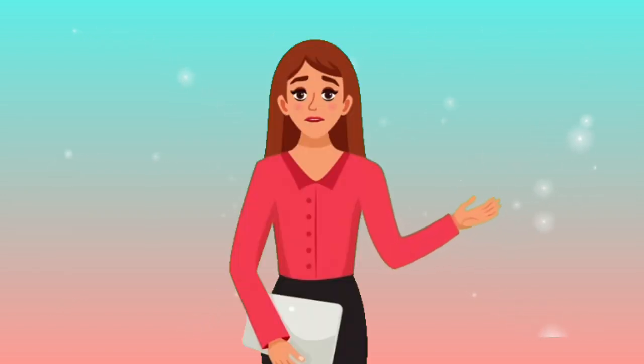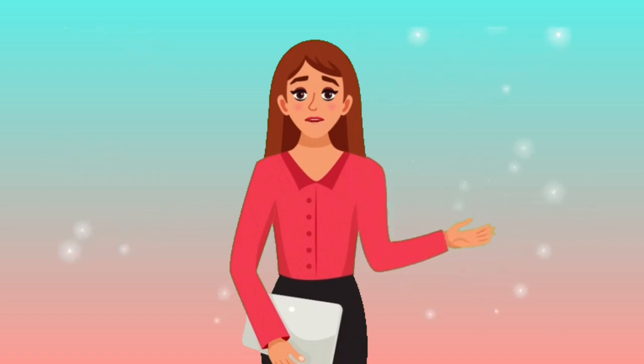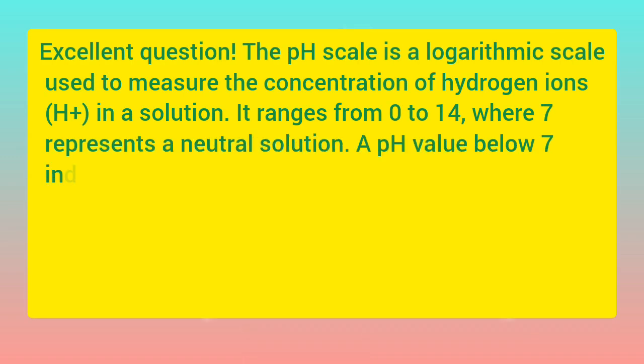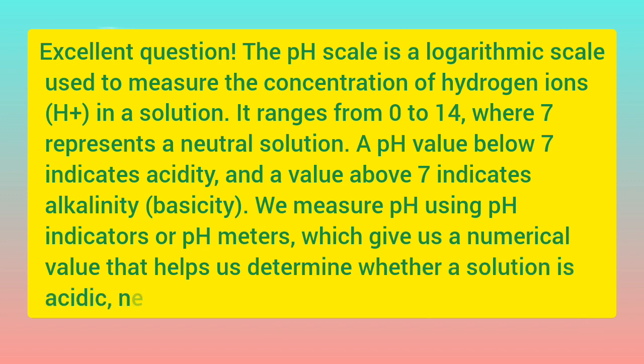I see. So, pH is a measure of the acidity or basicity of a substance. But how do we measure it, and what's the pH scale all about? Excellent question. The pH scale is a logarithmic scale used to measure the concentration of hydrogen ions, H+, in a solution. It ranges from 0 to 14, where 7 represents a neutral solution. A pH value below 7 indicates acidity, and a value above 7 indicates alkalinity, basicity. We measure pH using pH indicators or pH meters, which give us a numerical value that helps us determine whether a solution is acidic, neutral, or basic.